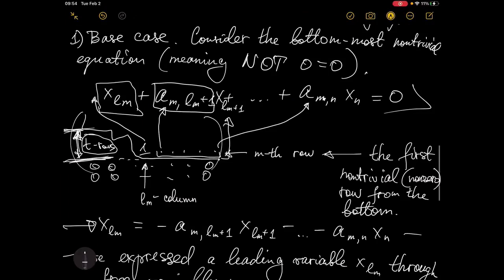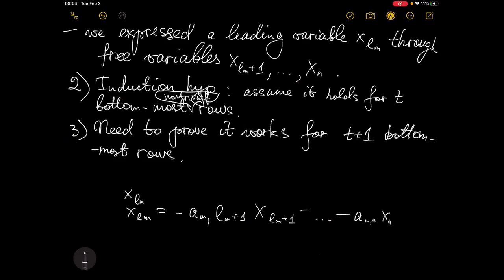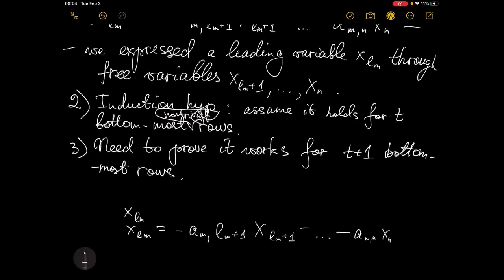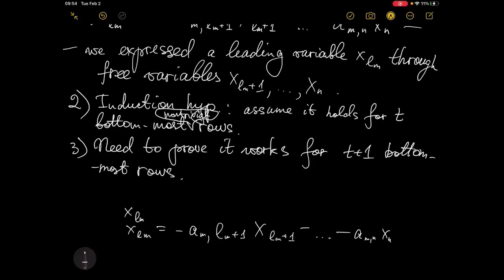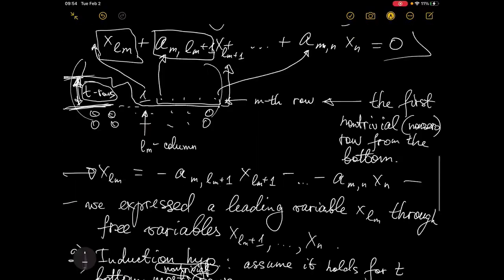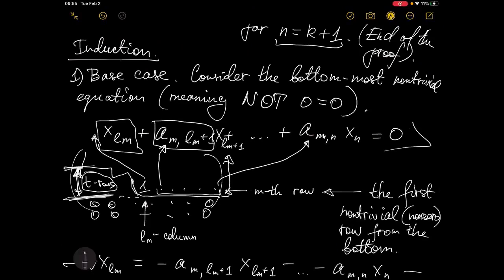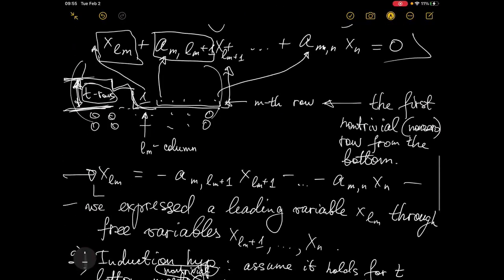So then what does it mean? It means that I will have some, okay, LM, if it was the mth row, right? So essentially for the first rows here, t rows, I can express my leading variables through free variables, okay? So this is the statement, right? I can do exactly this.